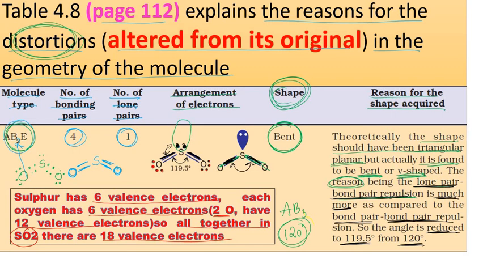So to conclude, students, the presence of lone pair of electrons makes the geometry of the molecule undergo distortion, and that we call a shape, and it will have different shapes depending upon the number of lone pairs of electrons. Is it clear, students?